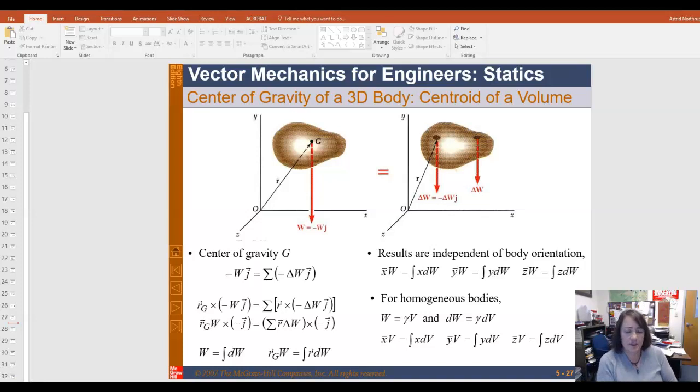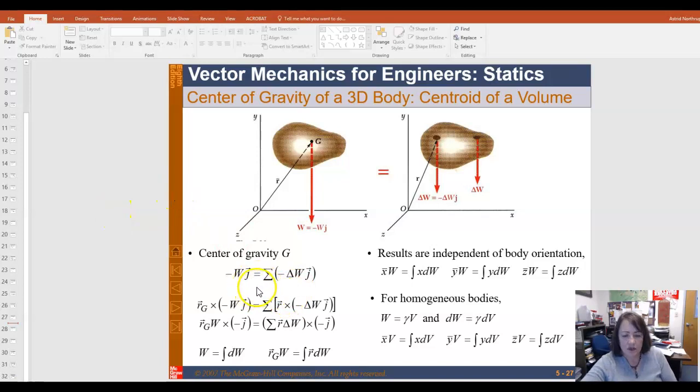So as you can imagine, if we have this potato, it used to be just a slice of a potato, but now it has depth as well. The depth may not be the same everywhere, and the density may not be the same everywhere. So there's going to be a three-dimensional location for the center of gravity.